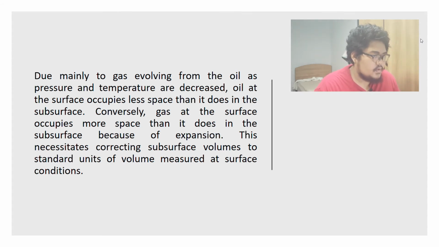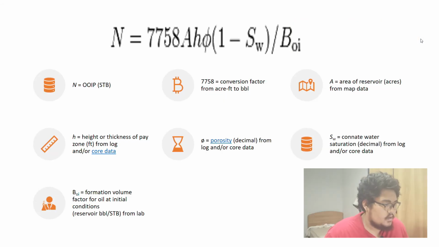So the formula for calculating the OOIP, as you can see from the slide, is N equals 7758 times area times height or thickness times porosity times 1 minus the connate water saturation, over the oil formation volume factor at initial condition.